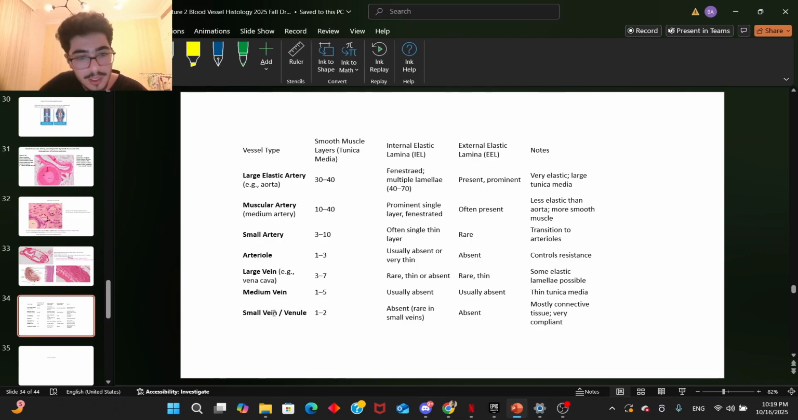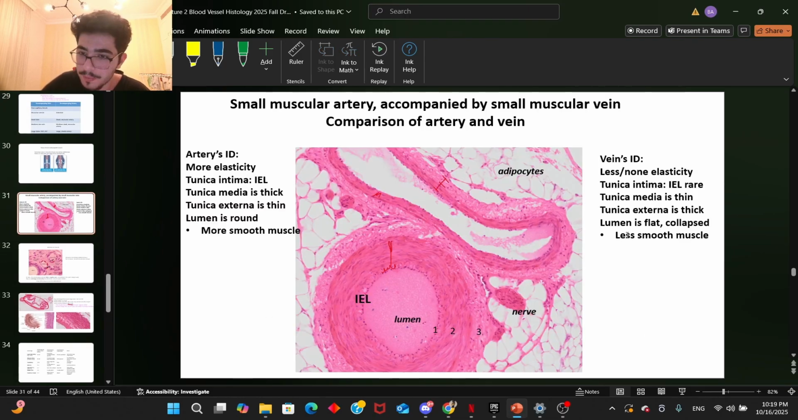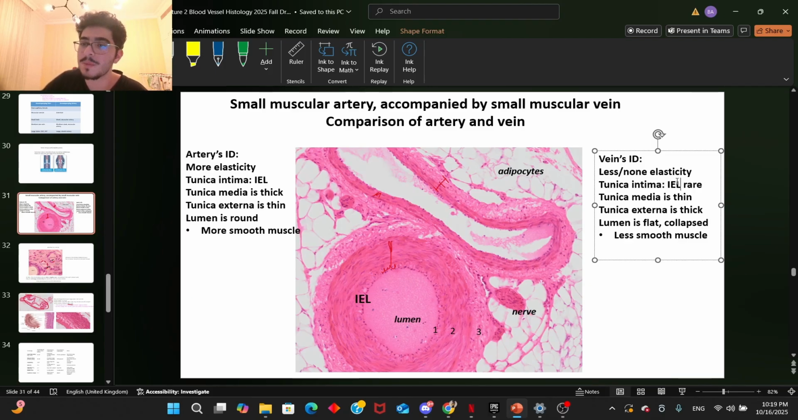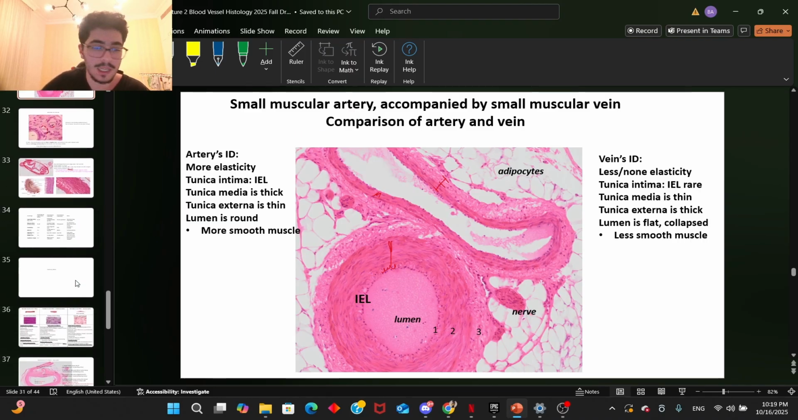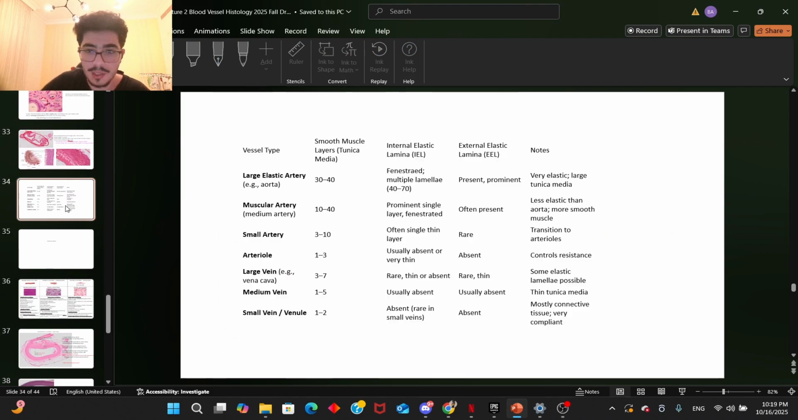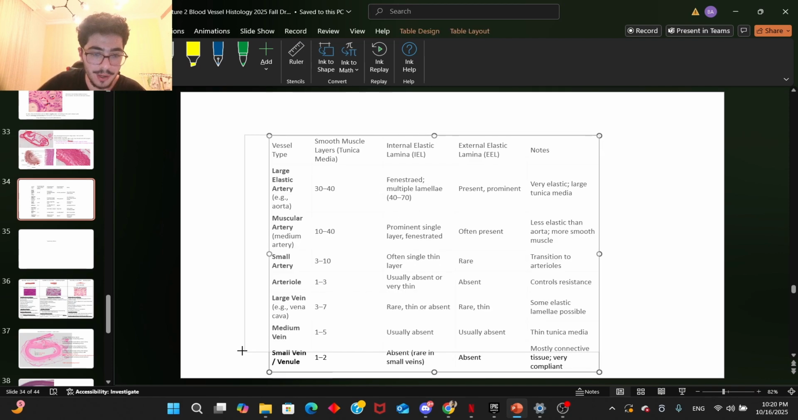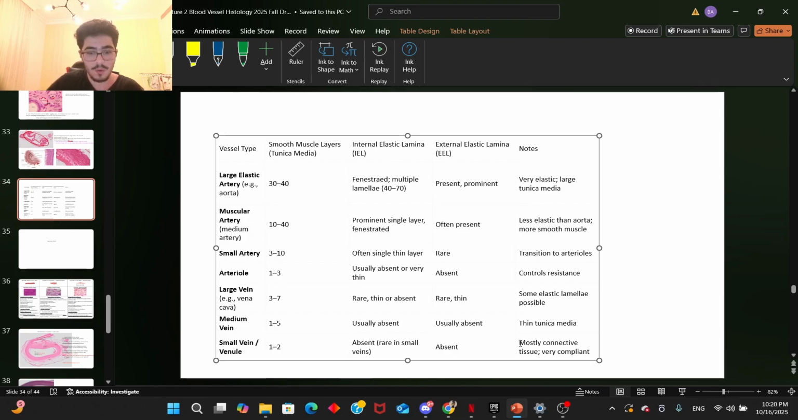And for the small venules and the small veins, if we go back, look, here she says the tunica media is thin, the tunica externa is thick, and look, the tunica intima sometimes, right? It sometimes contains an internal elastic lamella, but most of the time it will not. Okay, so as you can see, in small veins and venules the internal elastic lamina is absent, but it is rare in small veins. You can see it in small veins, but it's very, very rare. Okay? So that's about it.